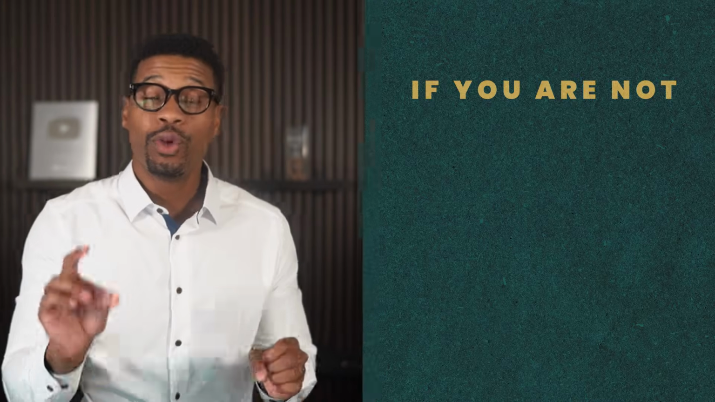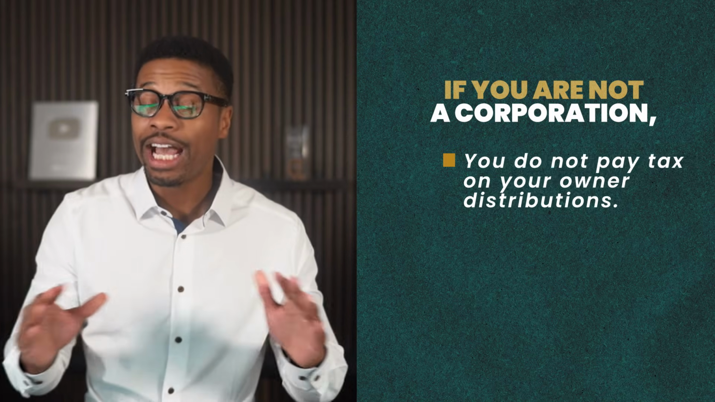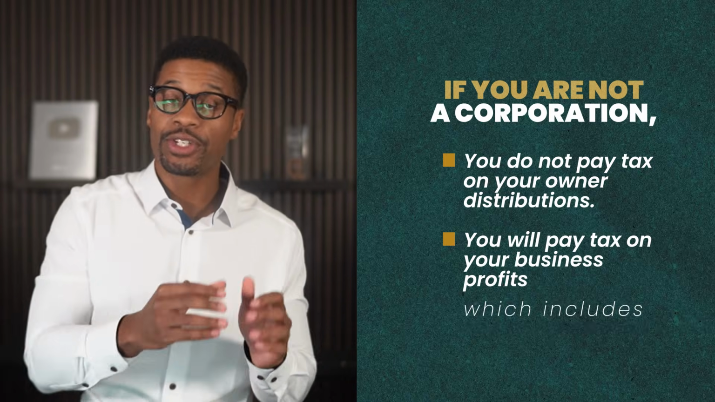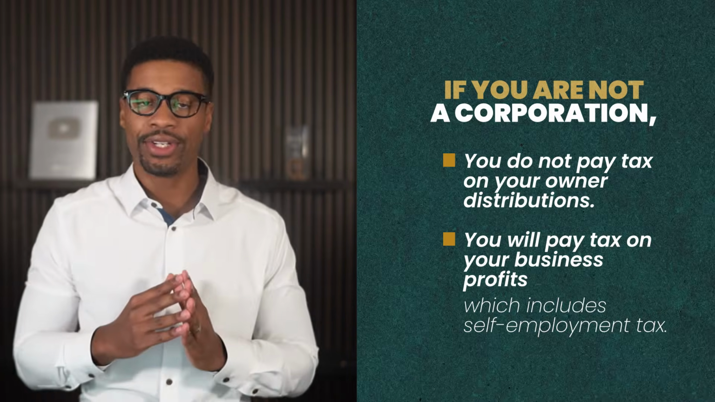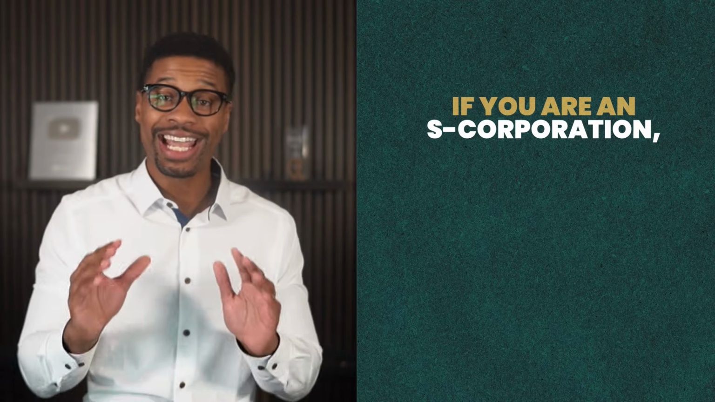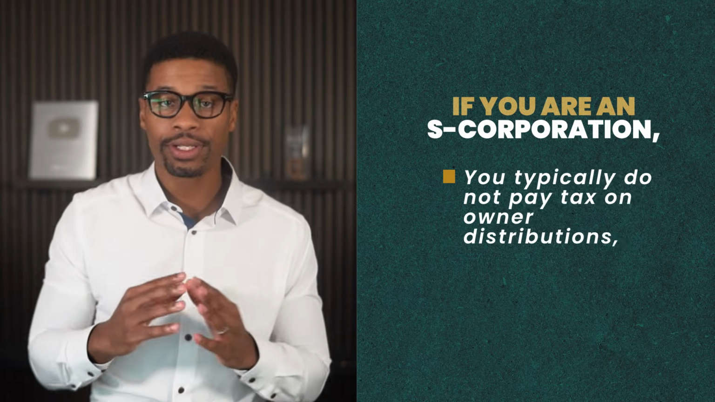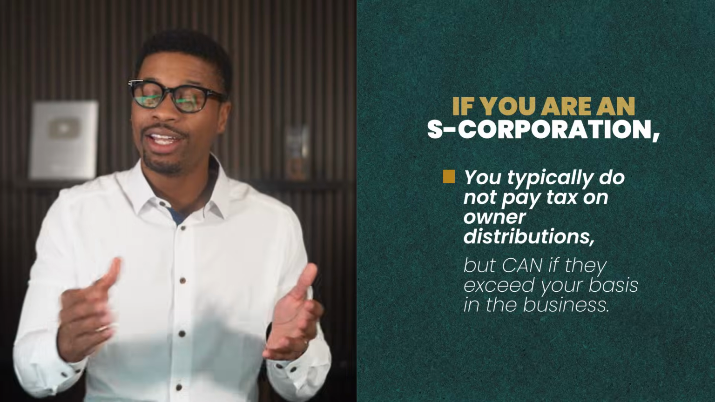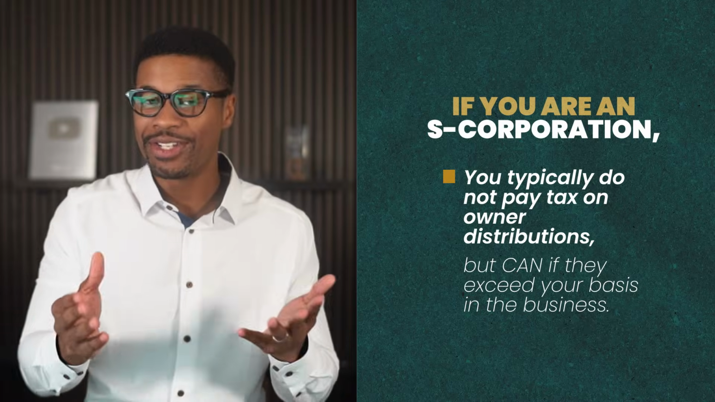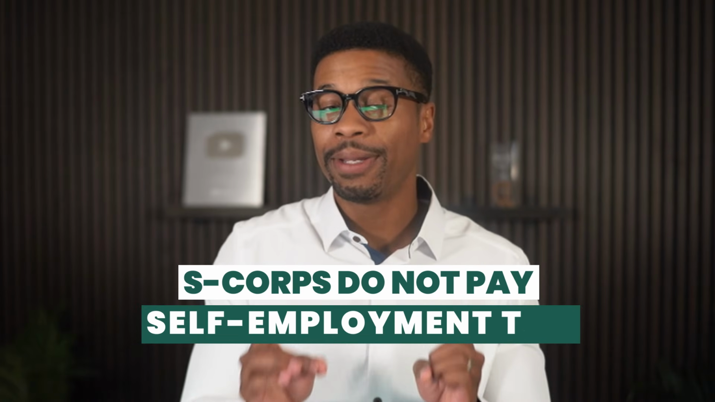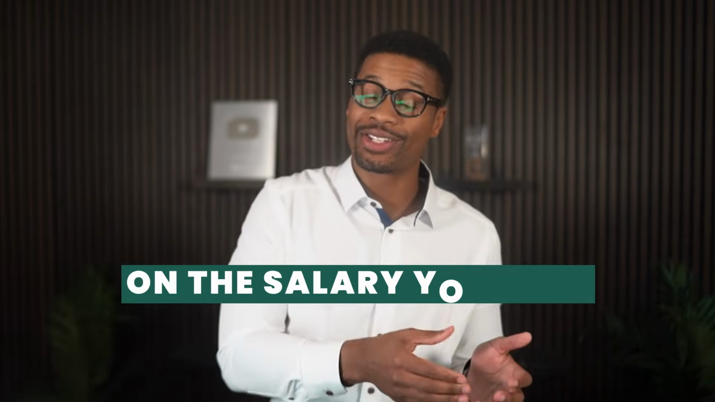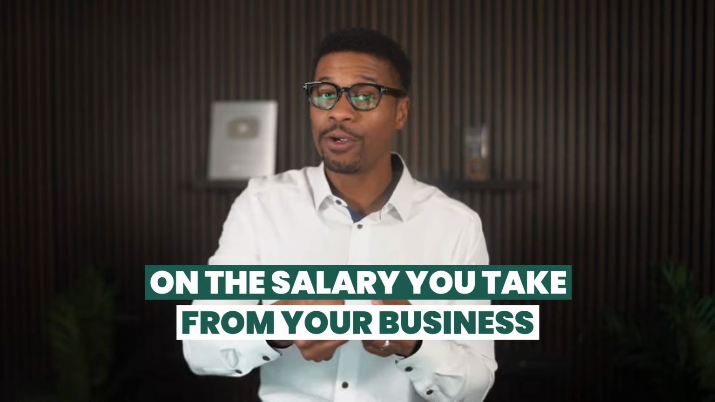But in short, if you are not a corporation, you do not pay tax on your distributions. You will pay tax on your business profits, which includes a self-employment tax. But when you are taxed as an S corporation, you typically do not pay tax on owner distributions, but can if they exceed your basis in the business. S Corps do not pay self-employment tax, but you will pay some payroll tax on the salary you take from your business, which we'll talk about in just a second here.